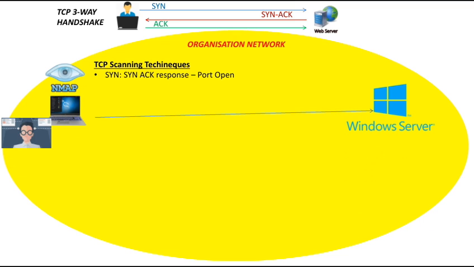For example, the first technique is known as SYN scanning. So in SYN scanning, the penetration tester would craft a TCP segment with the SYN flag set, and in response, if the corresponding TCP port is open on the server, then the server would respond with SYN and ACK flags set. It means that the port is open on the web server or on the Windows or any other server.